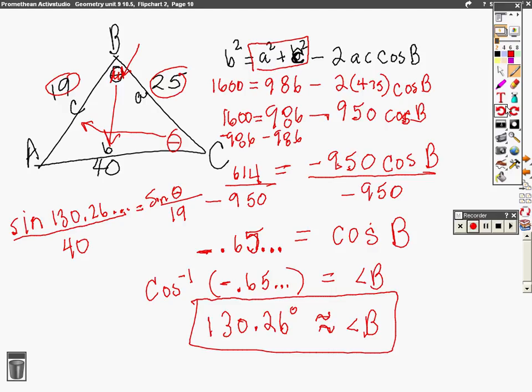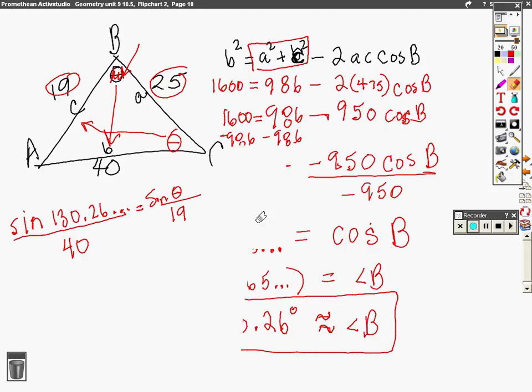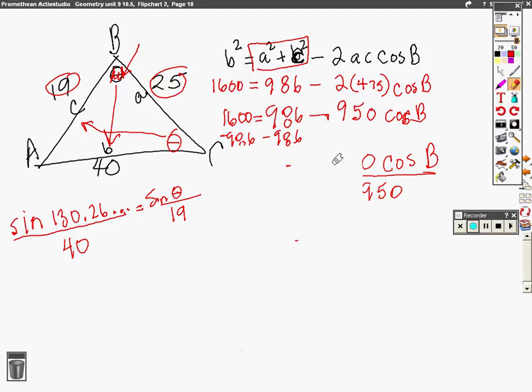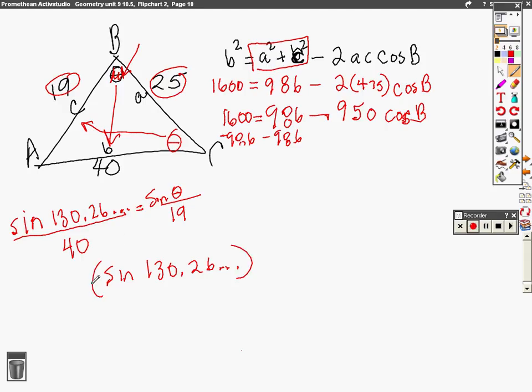So basically what you're going to do, and let me go ahead and erase this over here so that we have enough room. But remember, that 130.26 is a rounded number, so you don't want to do anything with it. Let's go ahead and just cross multiply and get sine 130.26 dot, dot, dot times 19, which equals 40 times sine theta. All right, so let's divide both sides by 40. I'm just going to go ahead and be lazy and do that all in one step.